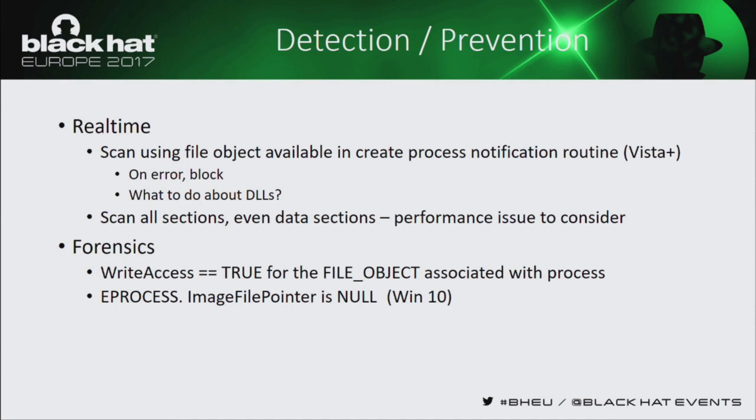If we want to talk detection and prevention, first of all, it's not so easy, but a simple way to go about this is to scan the file object available in the create process notification routine and to use the exact object, not to reopen the file. And if you get an error while trying to do it, then you know doppelganging has taken place, so you should block it. About DLL files, this doesn't help.